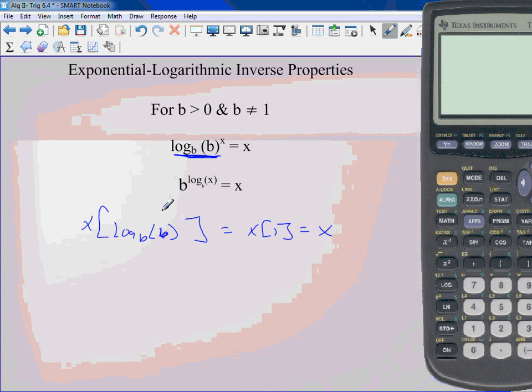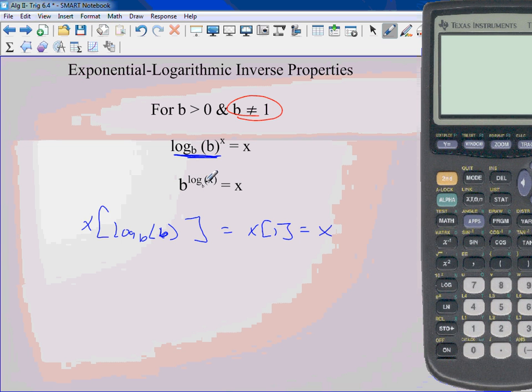Do you understand? X times log base b of b. B to the what is b? 1. It's x times 1, which is just x. That's explaining it. I could make these 6s. 6 to the what is 6? 1. 5 to the what is 5? That's what it's saying. If it was 1 to the 1 is 1. Correct. But b cannot be 1.